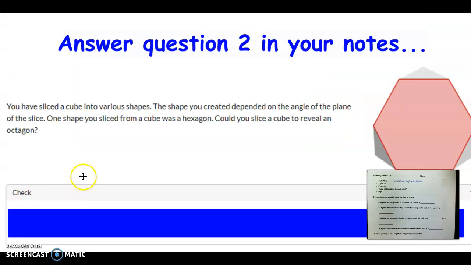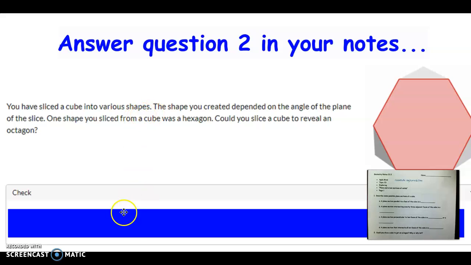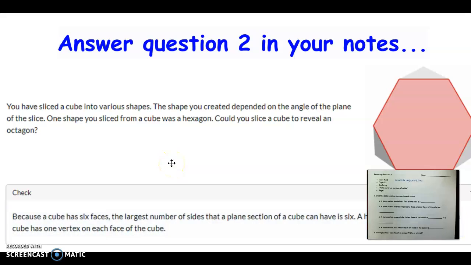All right, let's look at question 2 in your notes. It says you have sliced a cube into various shapes, and the shape you created depended on the angle of the plane of the slice. One shape we sliced from the cube was a hexagon, and we did that by intersecting all 6 faces. Could you slice a cube to reveal an octagon? How many sides does an octagon have? It has 8 sides, right? So you would need 8 faces on a solid to create that as a section. Since a cube only has 6, it is not possible.